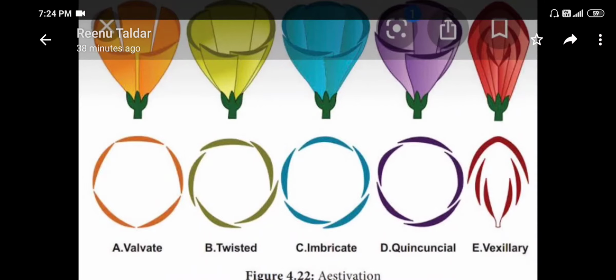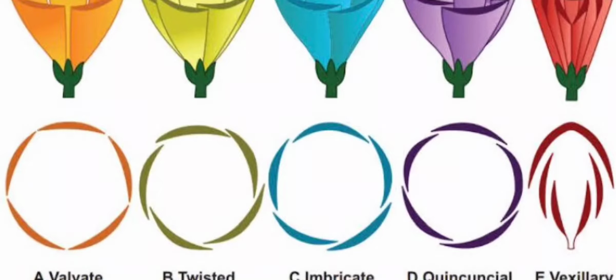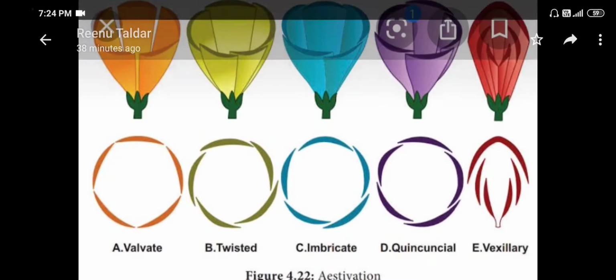Now next are the imbricate and quincuncial, where also the margins are overlapping each other, but the overlapping is not in a definite manner. Now in case of imbricate, one petal or one appendage is completely inside, one is completely outside and 3 are overlapping. Whereas in case of quincuncial, 2 are outside, 2 are inside and 1 is showing the overlapping.